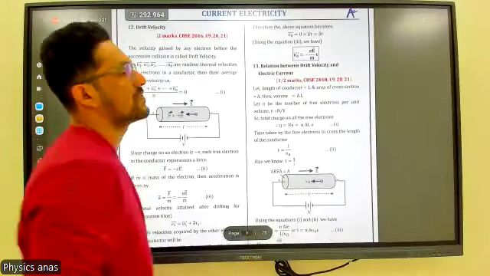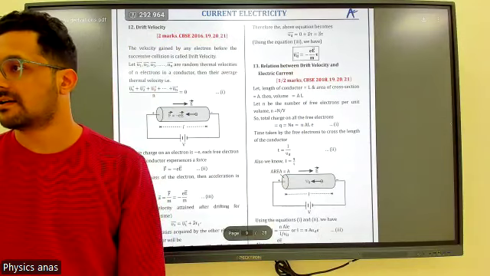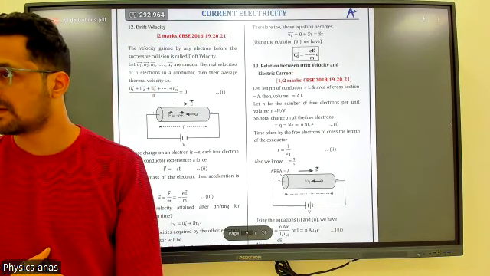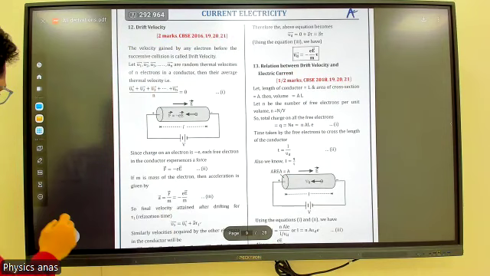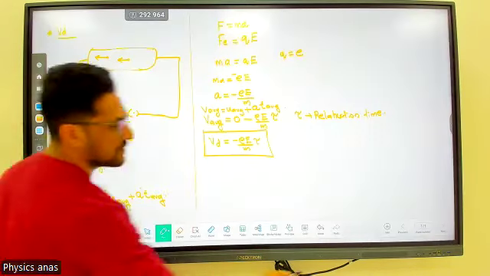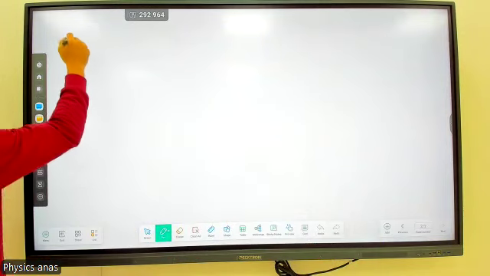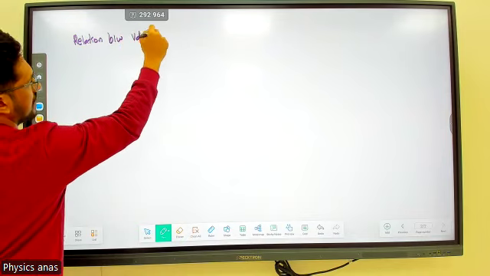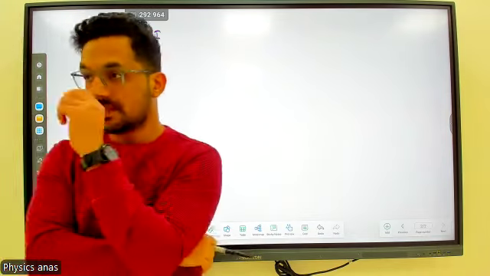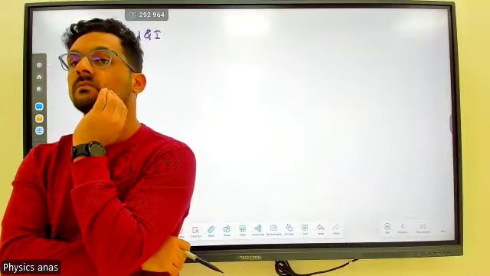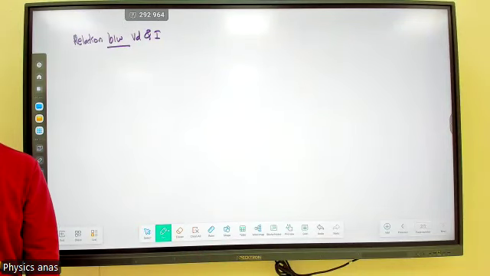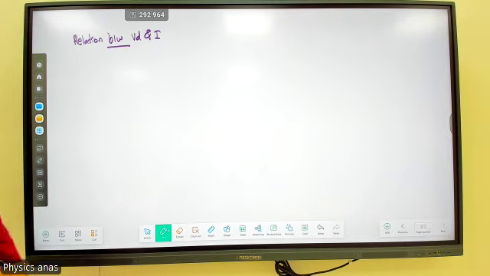Then there is the relation between drift velocity and electric current. Are you able to do that? Relation between drift velocity and current. Can you write it? Do you have it?